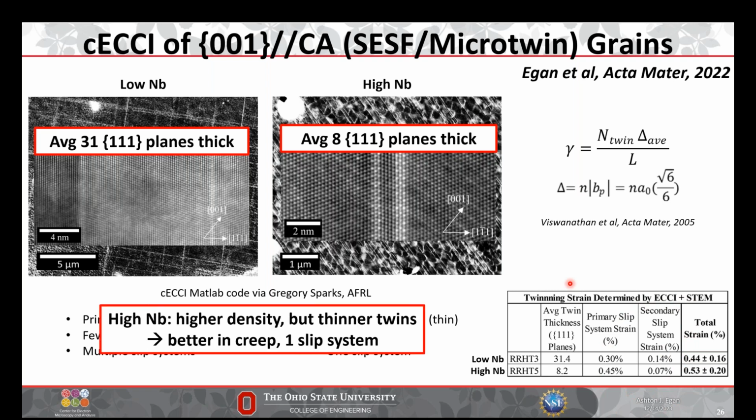And the reason here is that this high niobium alloy, with its high density of thin twins, basically restricts partial dislocation movement either through them, so they prevent the secondary slip system, or alongside them, which is basically what makes it stronger in creep. You have to make many of them in order to get to the same amount of strain as you would with this sort of thicker twin, and it takes a long time to do that because of segregation related effects, right? Diffusion.